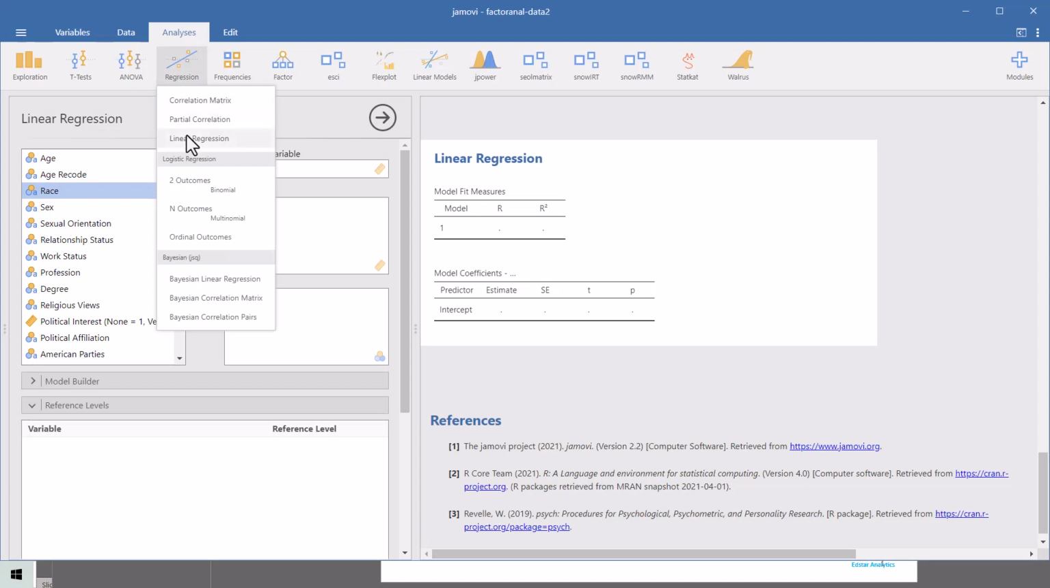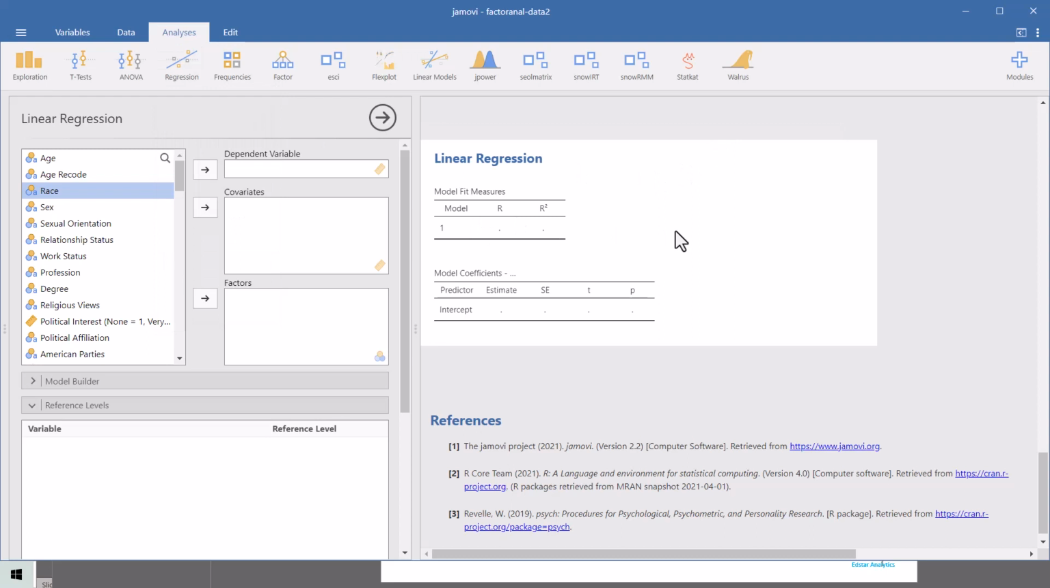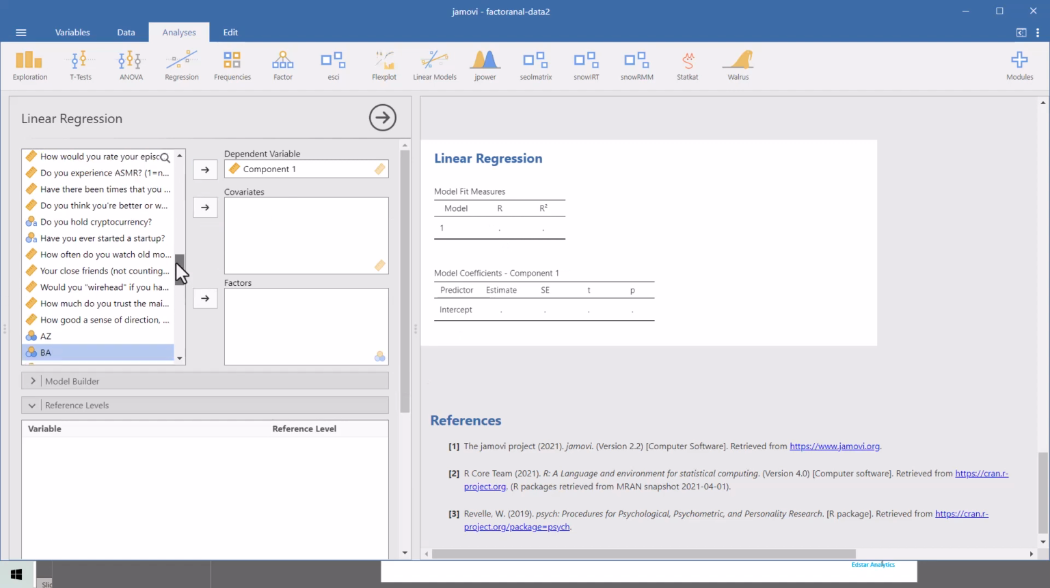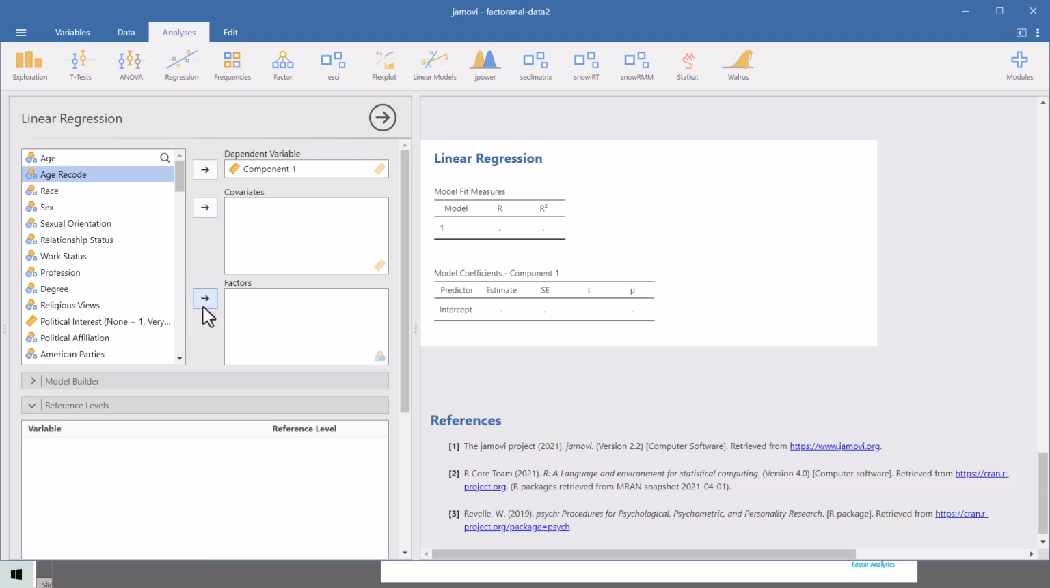So we are going to do a linear regression here. I chose linear regression. And you want to have your questions in mind before you start looking at things. I only have component one to work with because that's the only component that I created. But it seems to me that this satisfaction component, the different age groups might have significantly different levels of satisfaction. So to look at that, you put component one as the dependent variable, and then we can put our recoded age as a factor.